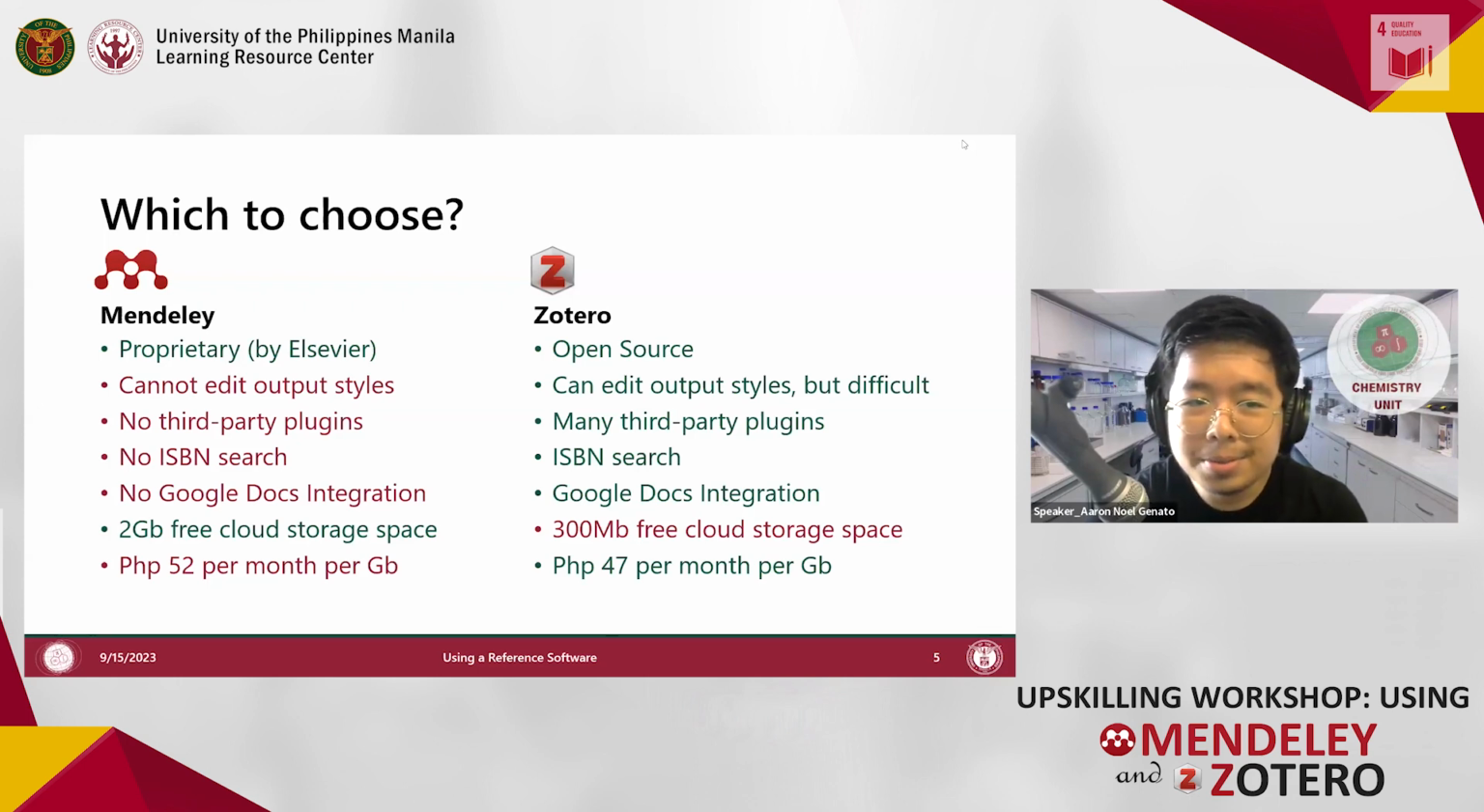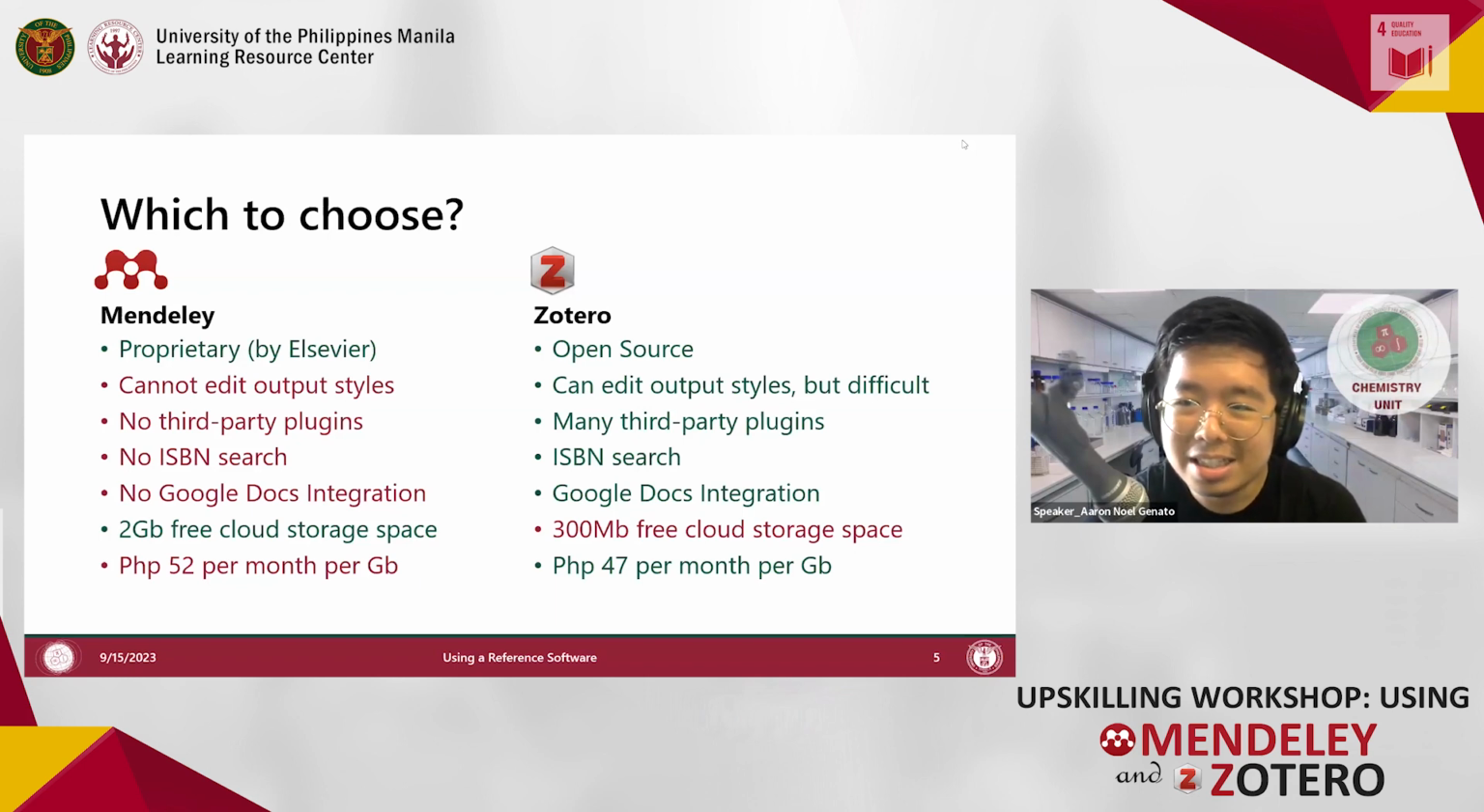Okay? Yung difference naman nila would be that your Mendeley is actually a proprietary product. It's owned by Elsevier, while Zotero is open source. Okay? It's developed by a company that shares the code for Zotero. Okay? May advantages and disadvantages yung dalawa. Pero Zotero, in my opinion, has more advantages.